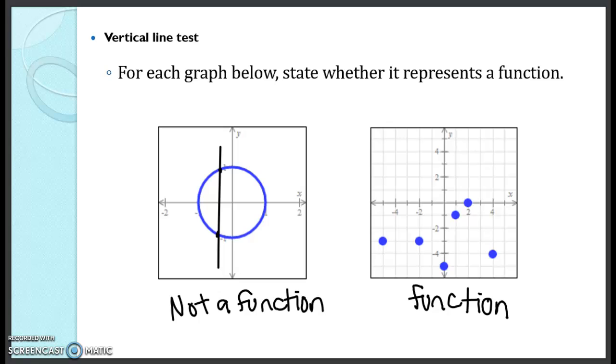Now, let's take this one. If we had included a dot here, well, this input of 2 has two different outputs. So then that would become not a function.